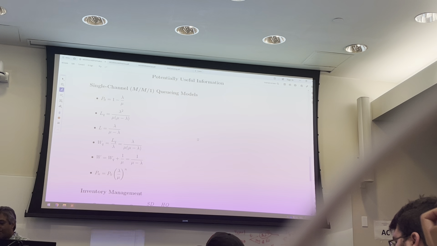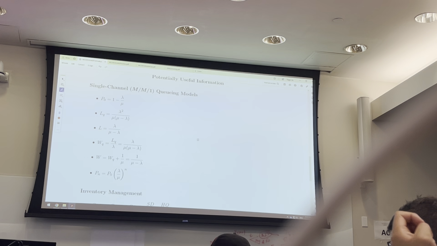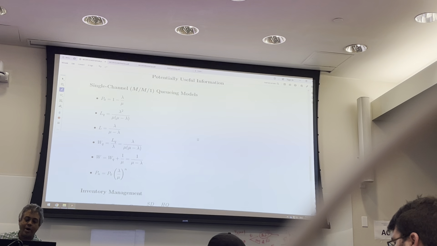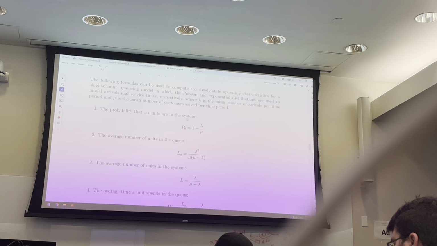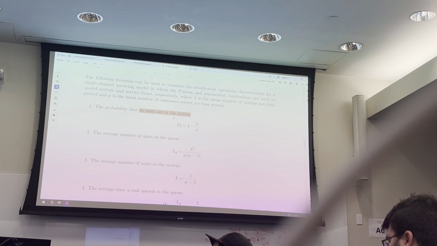Remember, they will not be labeled on the formula sheet. What you see is what you get. But of course, the left-hand sides will be there, so you can figure out based on that which formula corresponds to which. P0 is the probability of 0, the probability that no units are in the system. That means there's no one in line, there's no one currently being served.